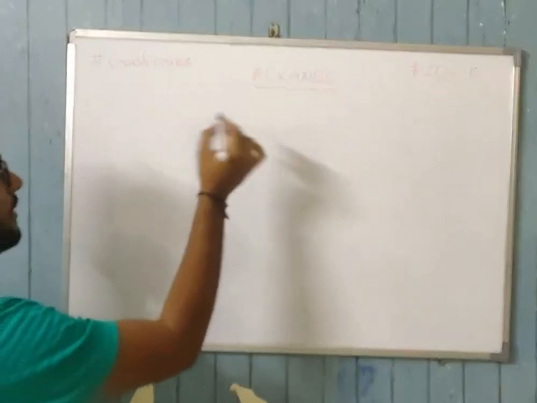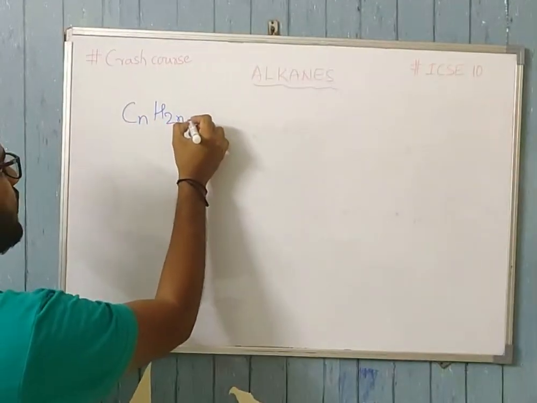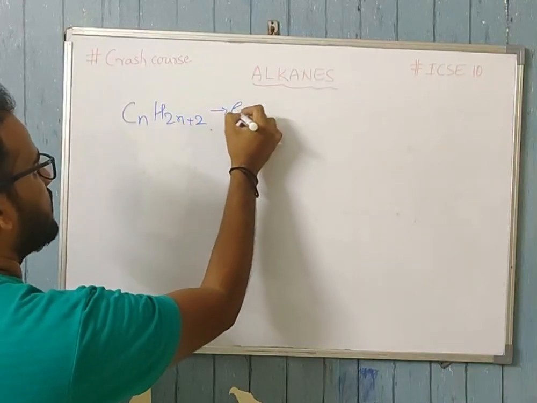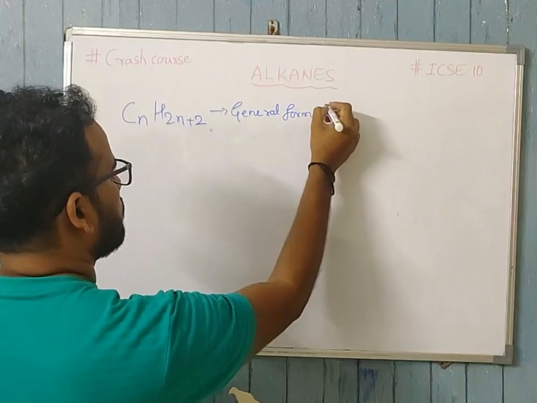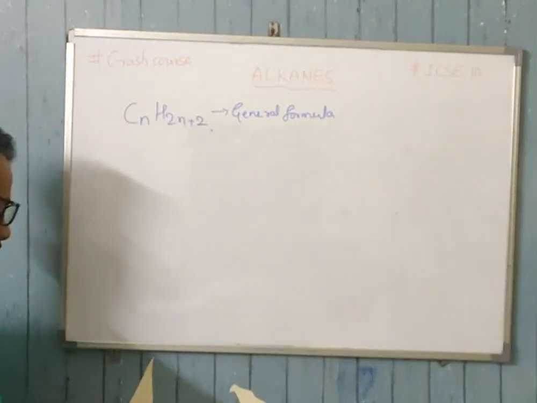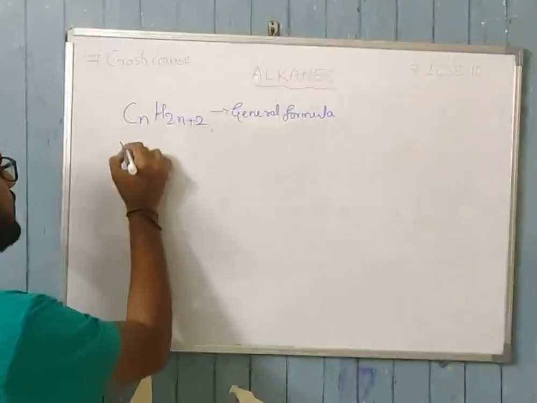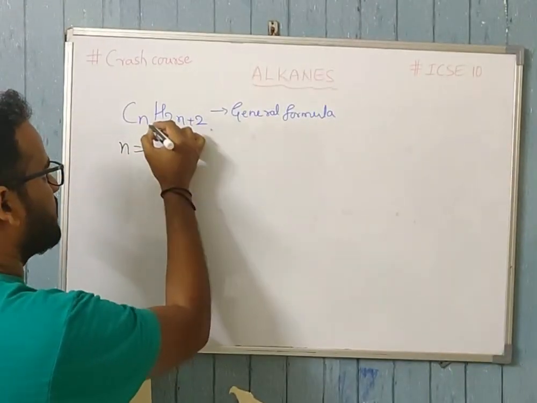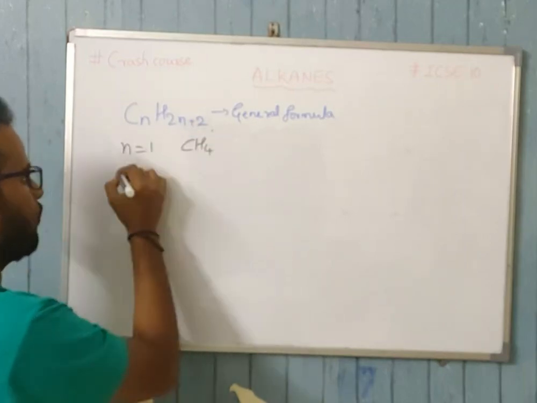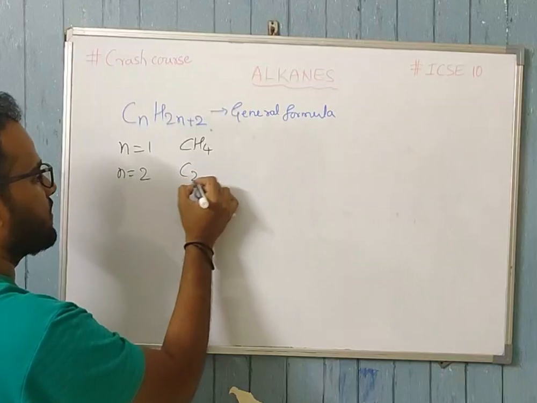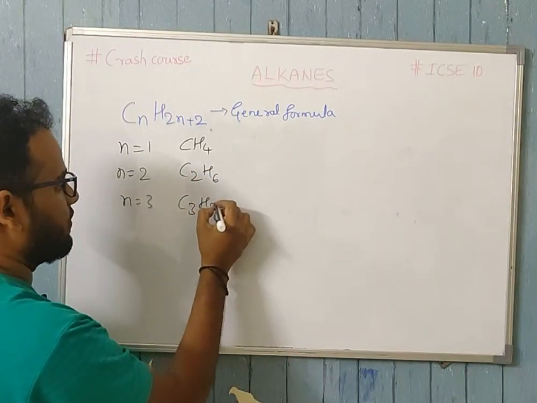Starting with the alkanes, the general formula will be CnH2n+2. Here, what is n? n is the number of carbon atoms. If you put n equal to 1, you will get the first member, C1 H(2 into 1 plus 2), that is 4, CH4. n equal to 2 gives C2H6. n equal to 3 gives C3H8.